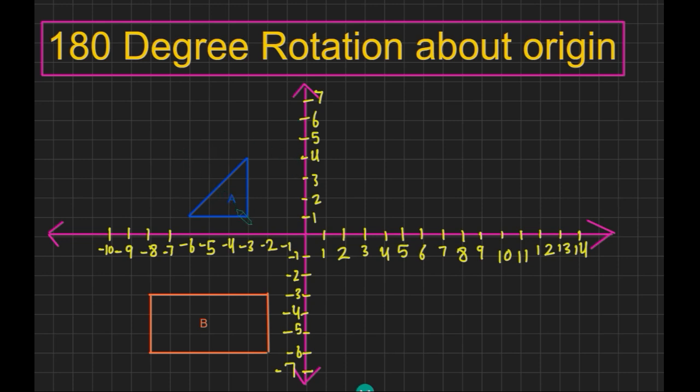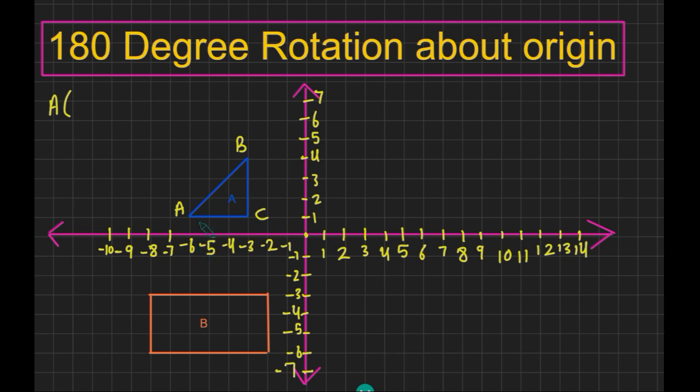Here we have two figures A and B. We will see 180-degree rotation about origin. Here is the origin, and the first step is to see the coordinates of figure A. I suppose this is point A, this is point B, and this is point C. We will see the coordinates of A.